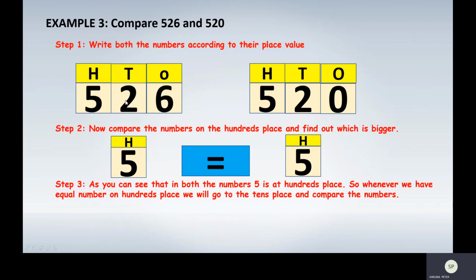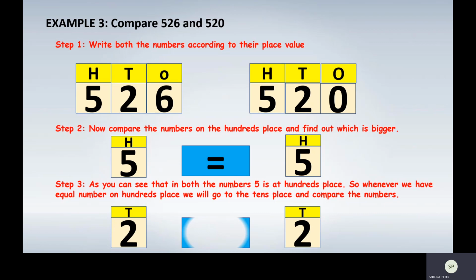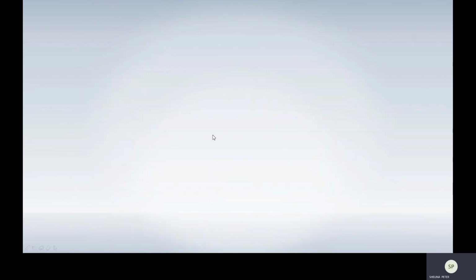Now what are the numbers at tens place? 2 and here also 2. Which is bigger? Yes, again we have the equal numbers. So now who will tell me what are we going to do next? Think. Exactly, we are going to go to the next number, which is at ones place.